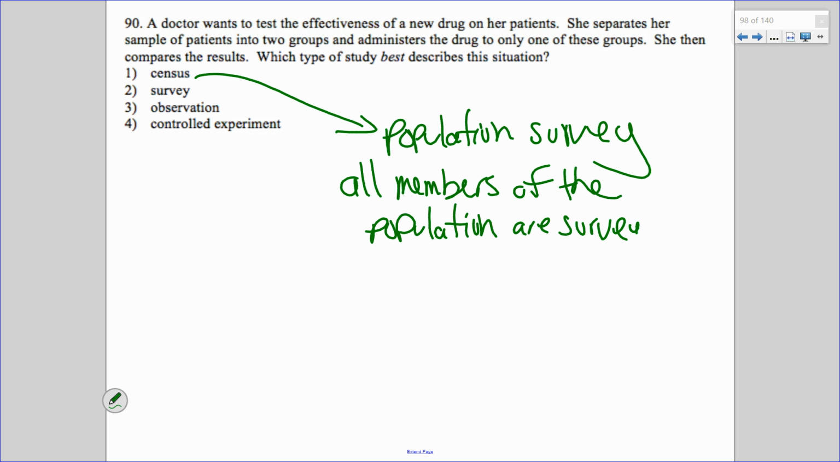So if I want to find out how the whole school feels about a soccer program, if it's a census or a population survey, I have to talk to everybody in the entire school. If I'm doing a sample survey, which is generally what you do, I would randomly ask every 10th student coming to school in the morning.